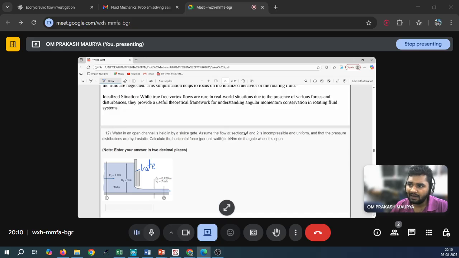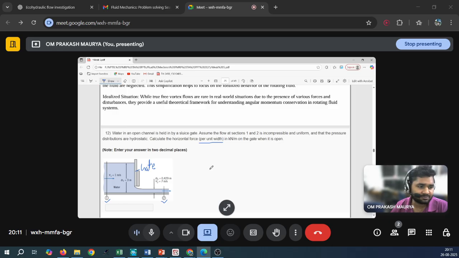Assume the flow at section 1 is given here, and 2 is incompressible. Assume the flow at sections 1 and 2 is incompressible and uniform, and the pressure distributions are hydrostatic. Calculate the horizontal force per unit width.